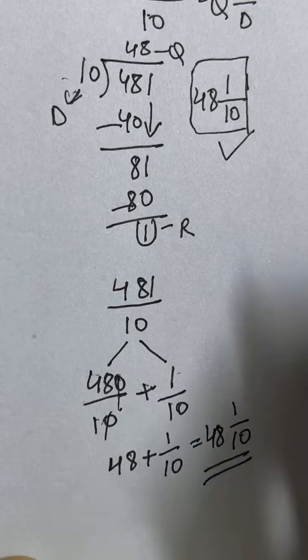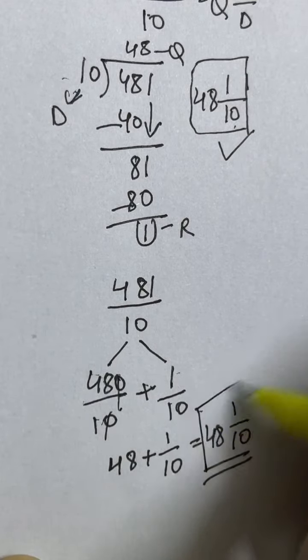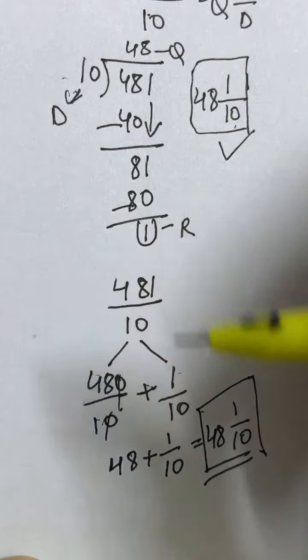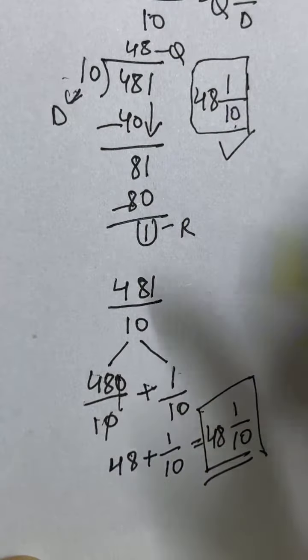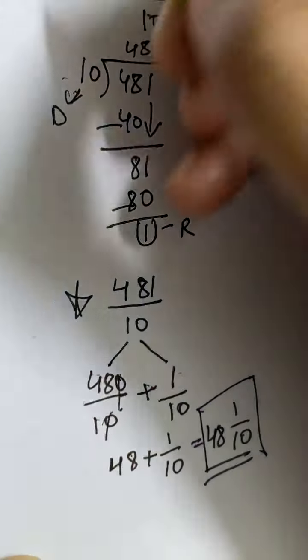That's 48 1/10. That's what you had here, the same thing you've got here. 48 1/10. Either you can use long division method or you can use the breaking down method. There are two simple ways to do it.